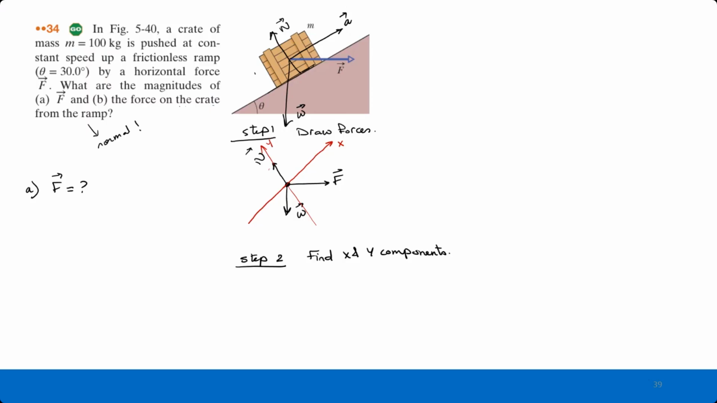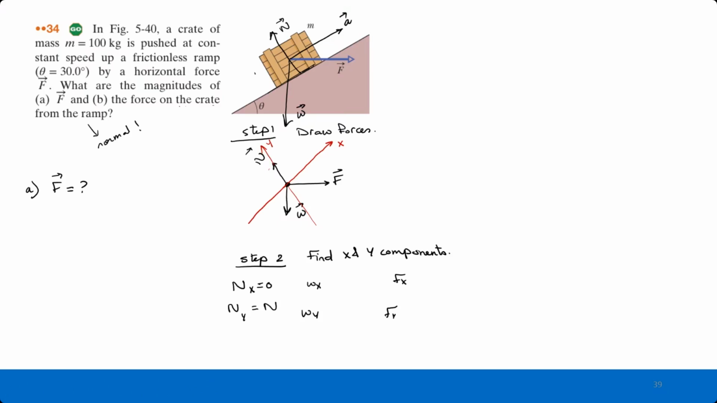What do we mean by that? We want the X and Y components of each force. So I want to find Nx and Ny, Wx, Wy, Fx, and Fy. Notice how here I have this applied force as well. Okay, let's start with the easiest, which is the normal force. Why is it the easiest? Because it's already along the y-axis. Because it's along the y-axis, then Nx is 0, and Ny is N itself.